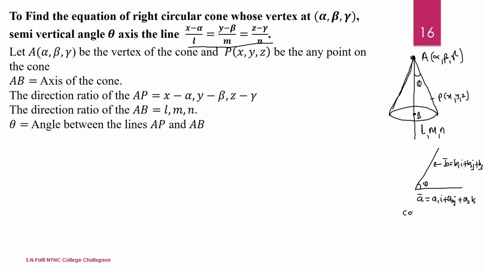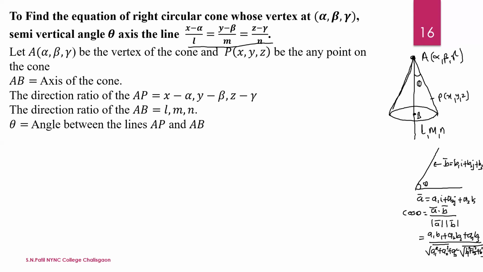Then we find cos theta is equal to the dot product of the two vectors, A bar dot B bar, divided by their magnitudes. When we simplify this dot product, A1 into B1, since i bar dot i bar is 1, similarly A2 into B2, A3 into B3, divided by the magnitude of A bar, that is the root of A1 square plus A2 square plus A3 square, and the magnitude of B bar is the root of B1 square plus B2 square plus B3 square.